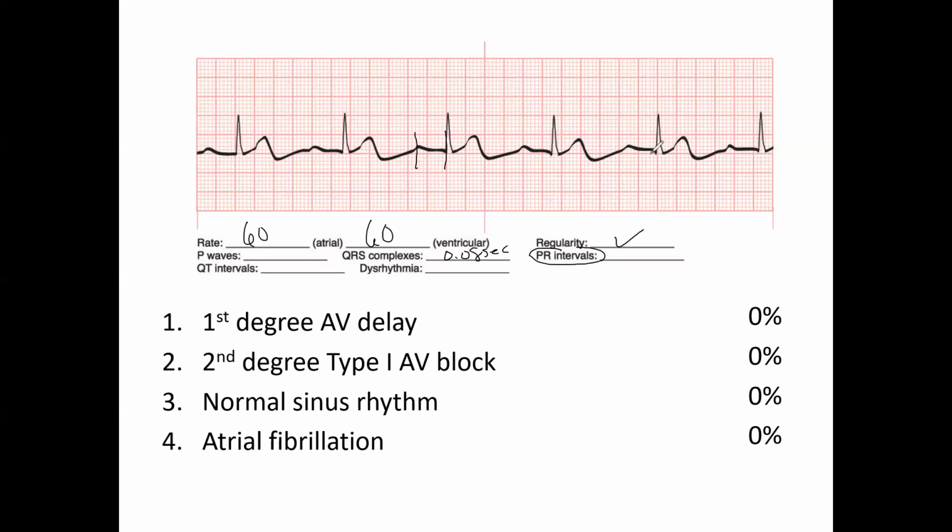So if you remember the rules that we just talked about, then you know that we're looking at a first degree atrioventricular block or first degree atrioventricular delay. So this is first degree. It's not second degree type 1. If it's second degree type 1, your PR interval will get longer and longer and longer until it drops. And we don't see that here. So going through and analyzing the rhythms, we can find that this is first degree atrioventricular delay.